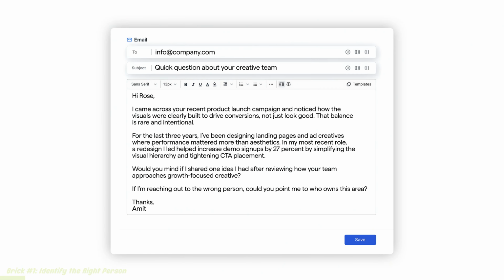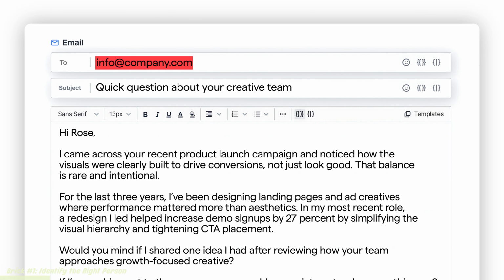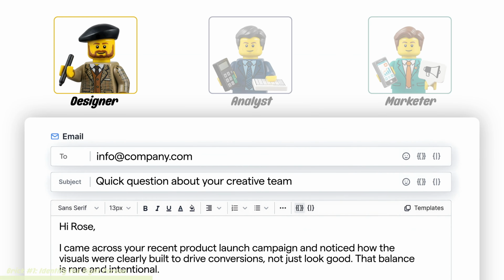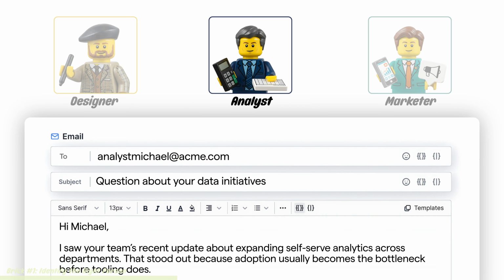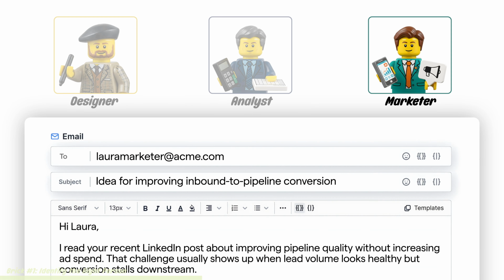Which brings us to our first Lego brick. Brick number 1. Identify the right person. Well, most people send cold emails to info@company.com. So let me give you a brick you need. Find the person who owns the problem you solve. For example, designer, head of creative, analyst, director of data, marketer, demand, general manager, or growth head.